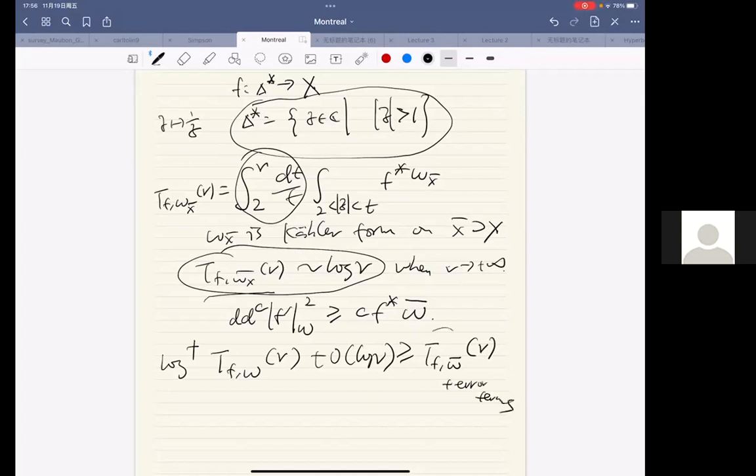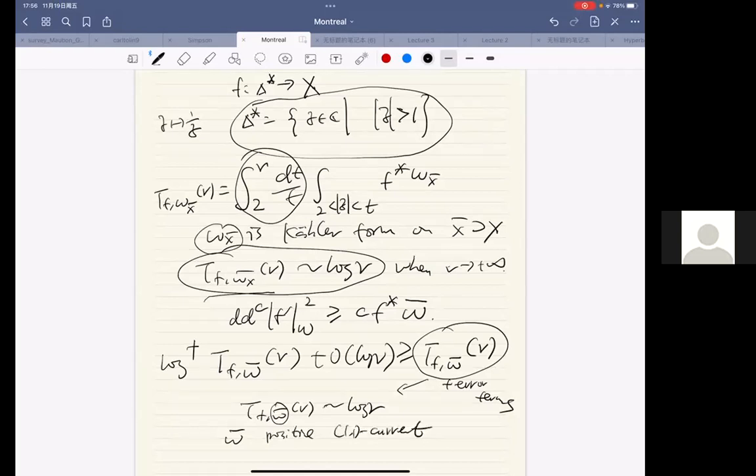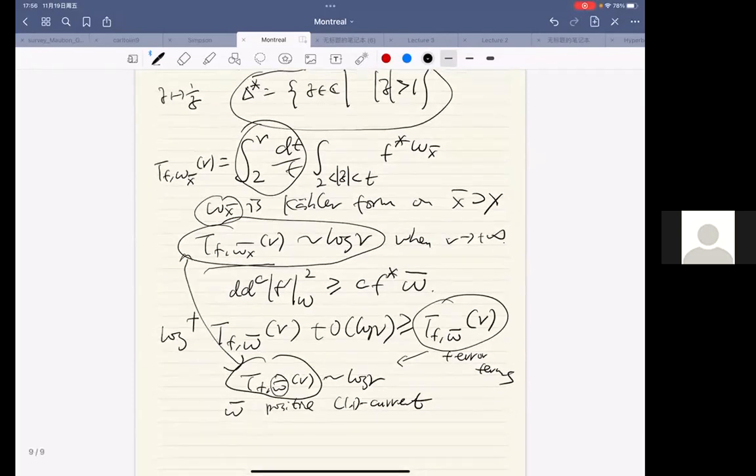From the expression here, we can conclude that T_f(omega bar, r) has low growth. But the point is that omega is only a positive closed (1,1)-current. It's not the Kähler form on the compactification. It is only singular, not a smooth form. So we have to compare this one with this one, and that needs some work.